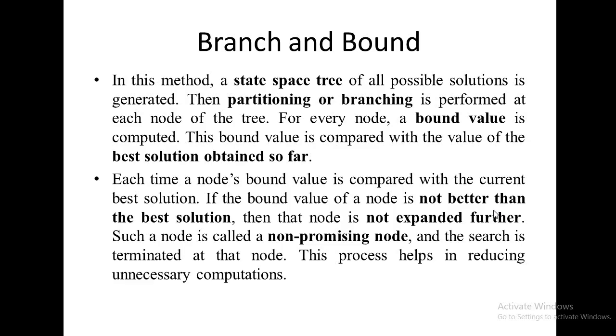Each time a node's bound value is compared with the current best solution. If the bound value of a node is not better than the best solution, then the corresponding node is not expanded further. Such a node is called a non-promising node, and the search is terminated at that node. The process helps in reducing unnecessary computations.